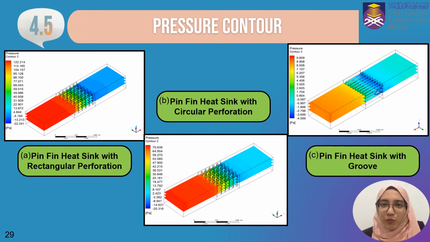Next is pressure contour. From the pressure contour of the 3 heatsink designs, it shows that the pin-fin heatsink with rectangular perforation has the highest pressure at the heatsink compared to the pin-fin heatsink with circular perforation and pin-fin heatsink with groove. The pressure was affected because of the resistance from the extended fin, perforation and the groove. Therefore, it shows that the higher the resistance for the airflow, the higher the pressure that will occur at the heatsink.